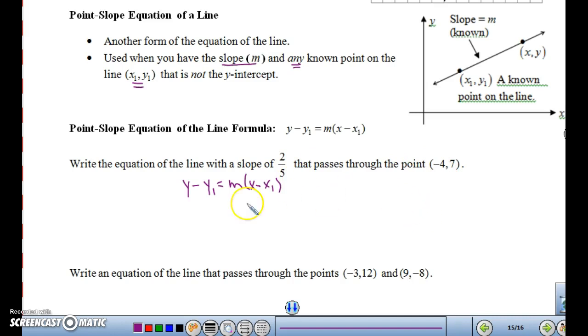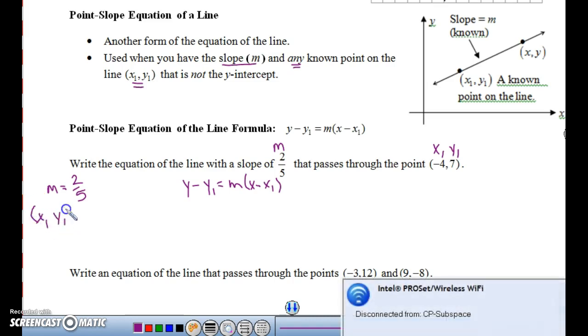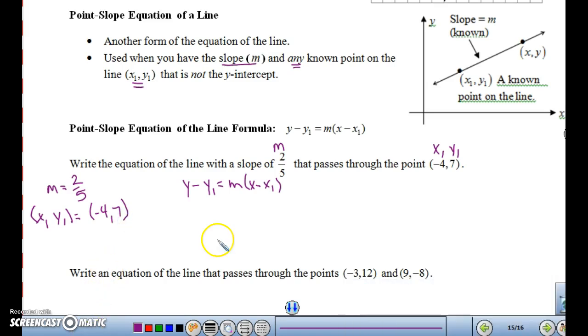All right, now, let's list what we know. We need a point and we need a slope. So my m is actually 2/5. So m is 2/5, right there, because that's my slope. Now, it passes through the point -4, 7. That's a given point that we have. That's not the y-intercept. So this is actually going to be x1, y1. Let me list that over here. x1, y1 is -4, 7. All you have to do is plug in m, x1, and y1, and then solve for y.